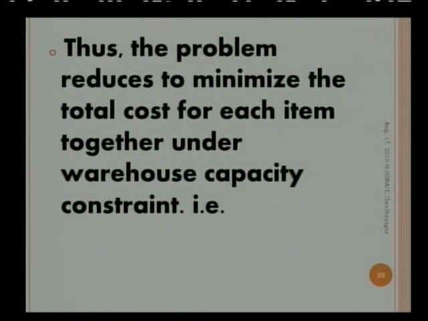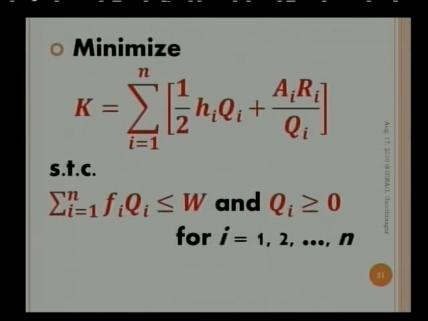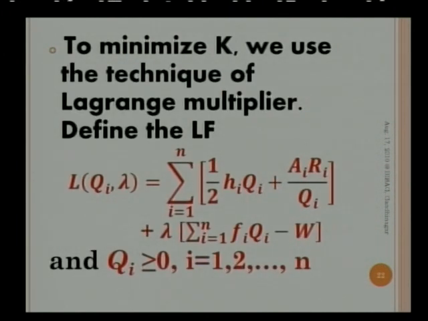Thus the problem reduces to minimizing the total cost for each item together under the warehouse capacity constraint. Mathematically, we minimize the total cost, which is the sum over n items of the inventory holding cost and ordering cost, subject to the constraint sigma Fi Qi less than or equal to W and Qi greater than or equal to 0, where W is the floor space available with the warehouse. We need to minimize this total cost subject to the available constraint.